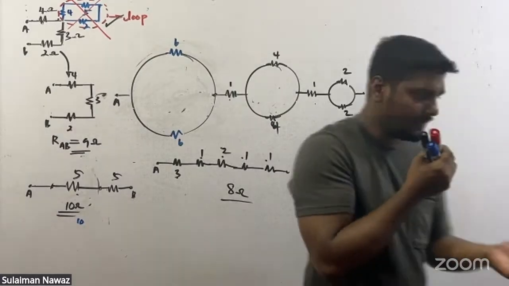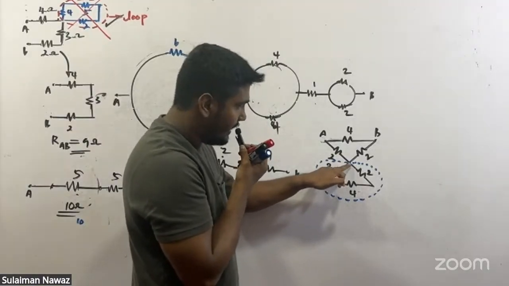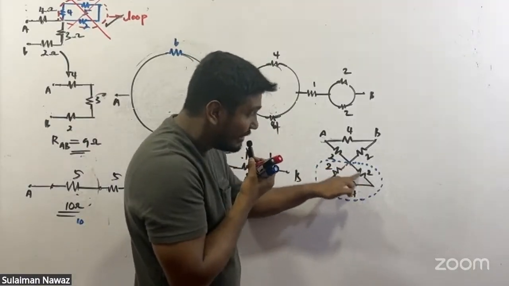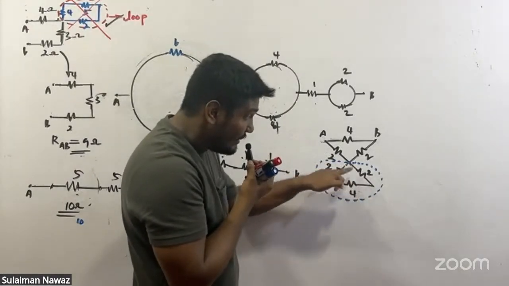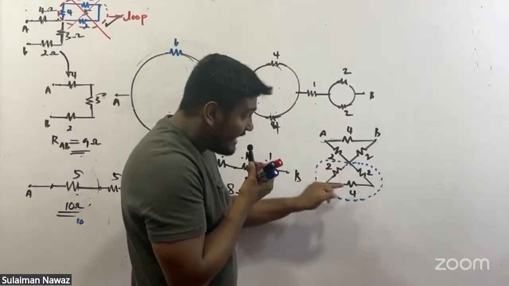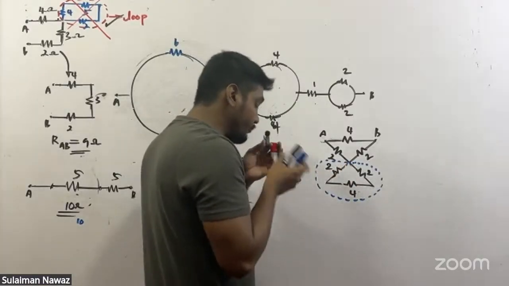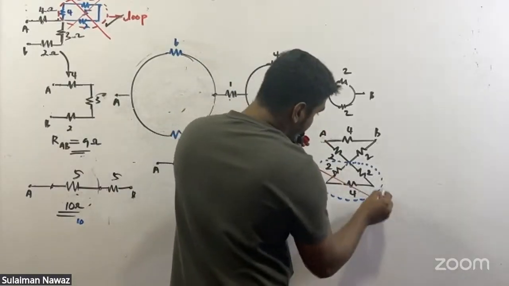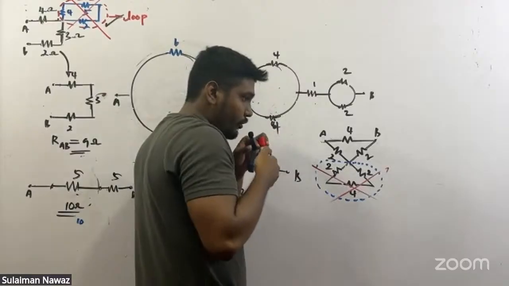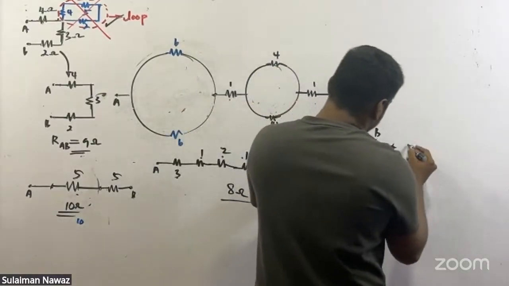It's a loop, why? Starting point, finishing point, this is the same point. Other than that, this part has not connected to the main circuit from any other point. Then it's a loop. If it is a loop, you can remove that. Remove it, and the remaining circuit will be like this.